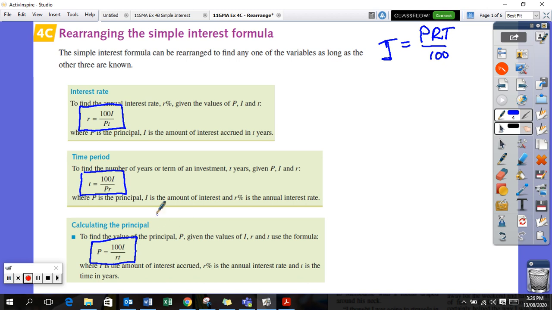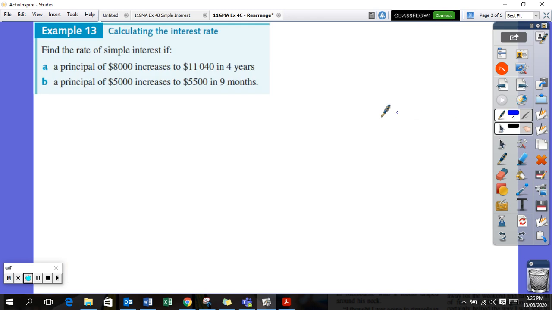So you can write the three formulas in your book. It's probably a good idea to have them in your bound reference. But it's also good to just know how we get them. Okay, so that's rearranging. It gets you those three different formulas. So now we've got four different formulas that we can use. So let's look at some examples.